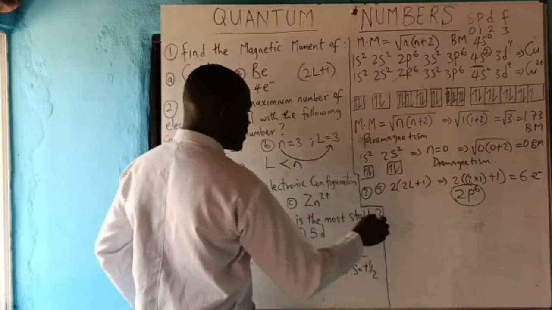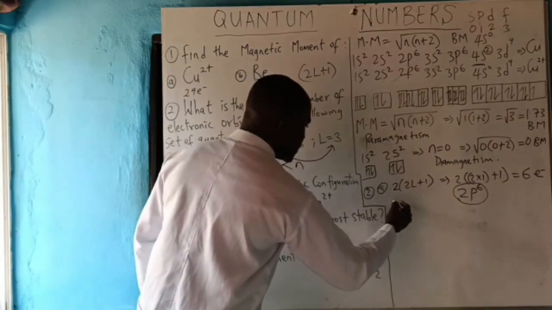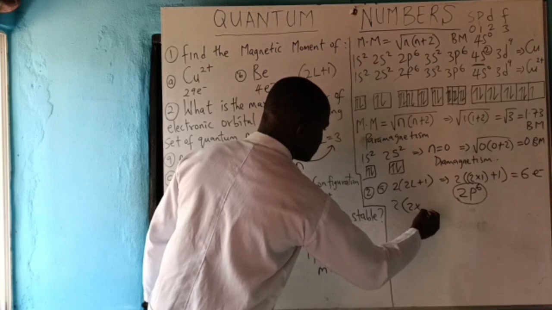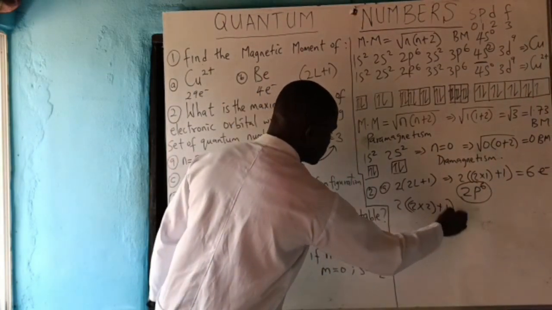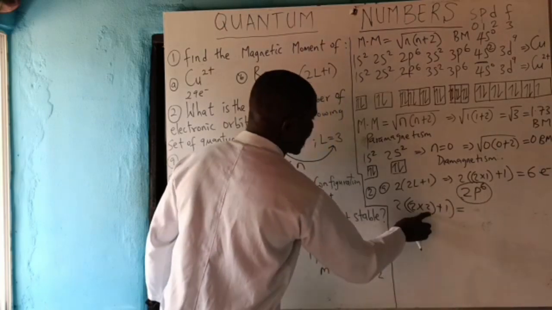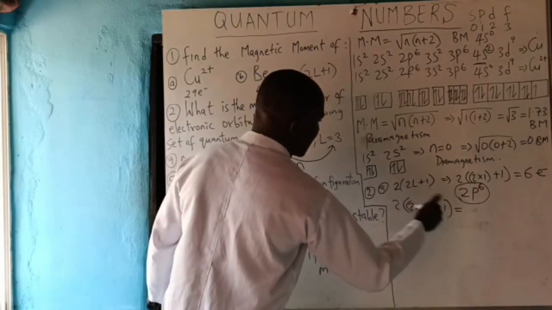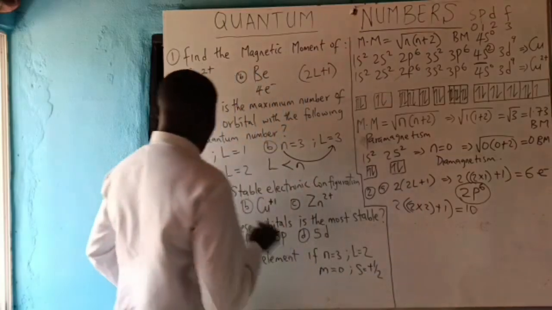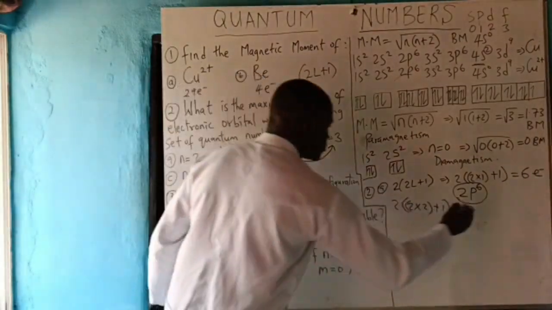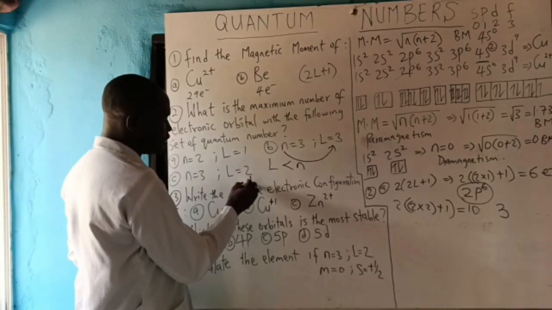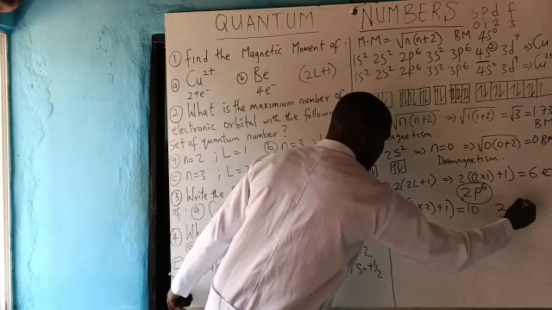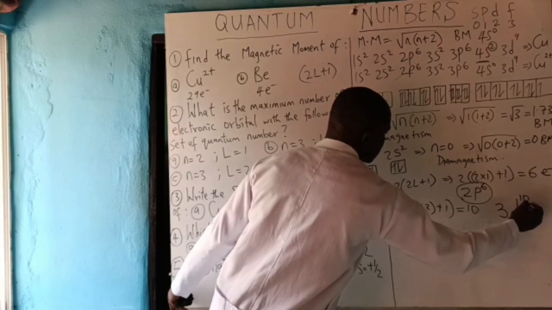We now say that the formula is 2 times (2 times our L, which is 2, plus 1), which equals 2 times 5, that is 10. This is talking about n equal to 3 and L equal to 2, the d orbital. So 3d10.